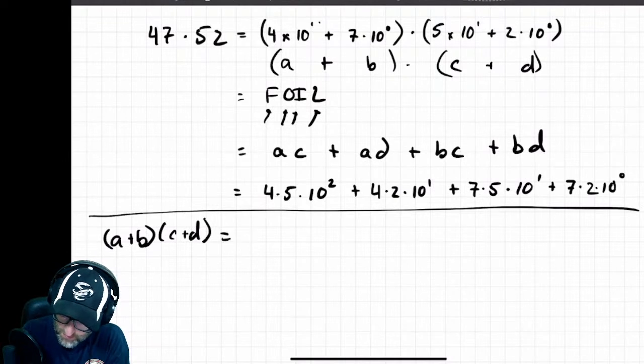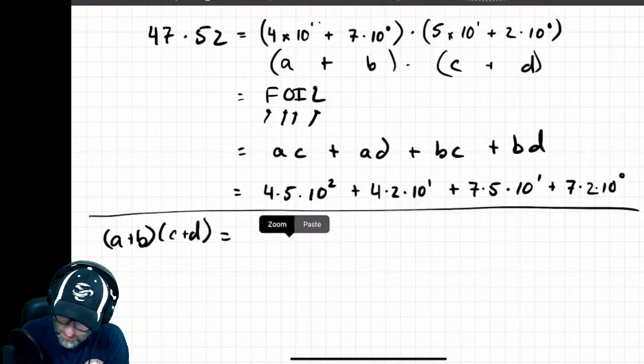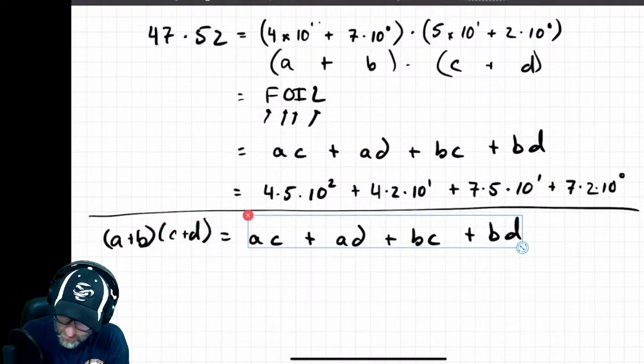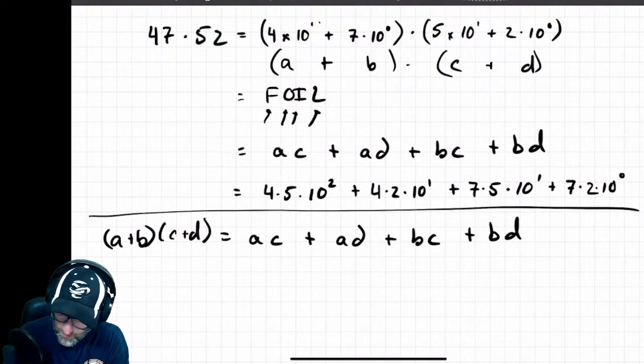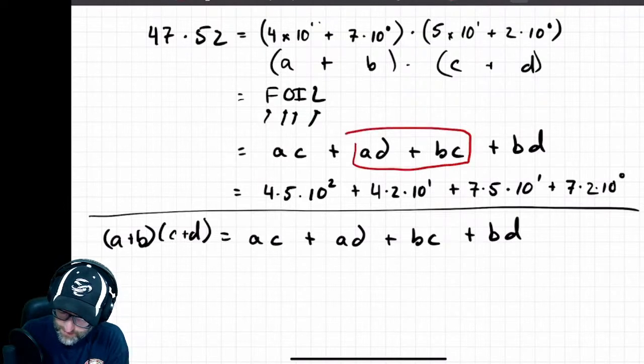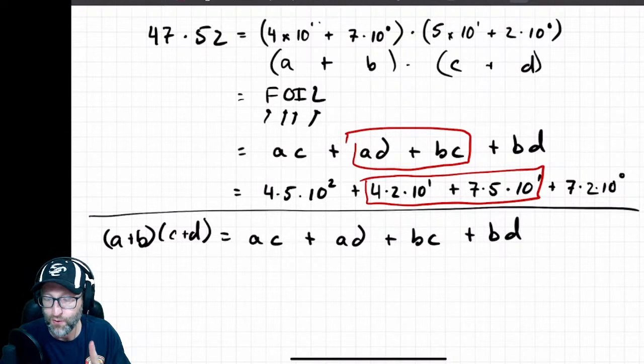In fact, I'm not going to even rewrite it. I'm going to use my magic here: copy, paste. There we go. Now let's manipulate this. I'm interested in this inner part right here, this AD plus BC. What I'm going to do is magically take 2 multiplications and make them into 1 multiplication.